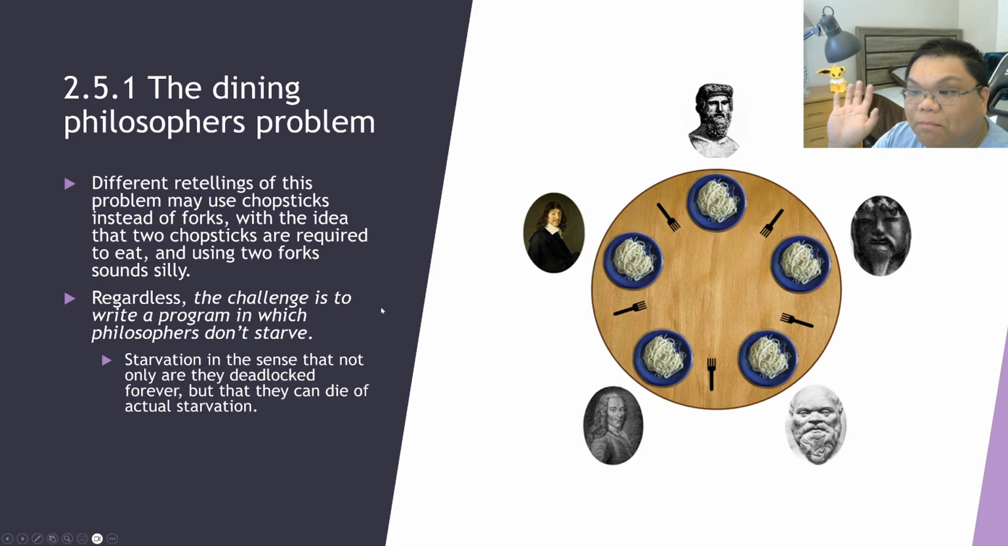Different retellings of this may use chopsticks because it's kind of silly to use 2 forks to eat spaghetti. Also, it kind of makes sense to use chopsticks because you need 2 chopsticks to eat. You can't just use one. Regardless, the challenge is to write a program in which philosophers don't starve. Starvation, not only in the sense that they're deadlocked forever, but in the sense that they can die of actual starvation.